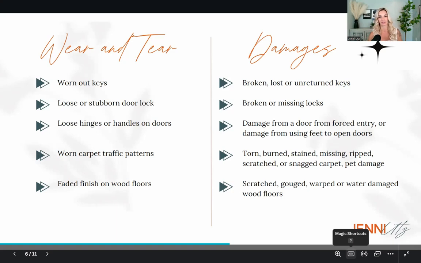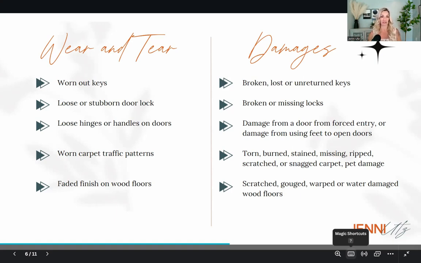Some more examples of what wear and tear look like. Worn out keys versus broken, lost, or unreturned keys. For us, we give each of our tenants 2 keys unless there are more adults that occupy the house. But in a normal situation, they get 2 keys. So if we don't get 2 keys back, that is considered damage and that would be reported on their statement of deposit and charged to them. Loose or stubborn door locks, that's just wear and tear of a property versus if they're breaking the lock or it's missing. Same with loose hinges, worn carpet, and traffic patterns.